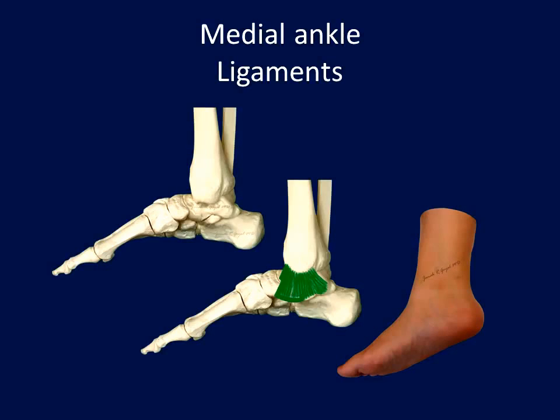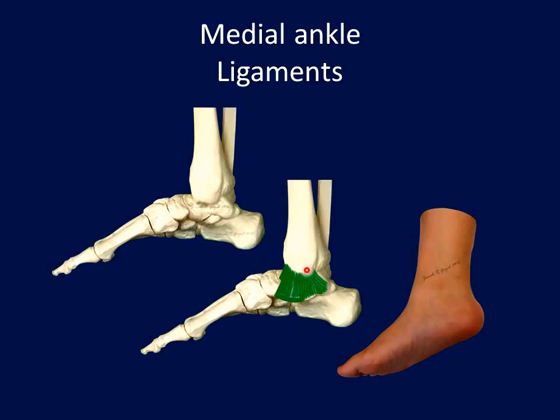The deltoid ligament is a strong triangular ligament which is attached to the anterior and posterior borders and apex of the medial malleolus. The anterior superficial tibio-navicular fibers of the deltoid ligament are attached to the tuberosity of the navicular, and the deep tibio-talar fibers are attached to the medial surface of the talus. The tibiocalcaneal fibers descend almost vertically from the medial malleolus to the sustentaculum tali.